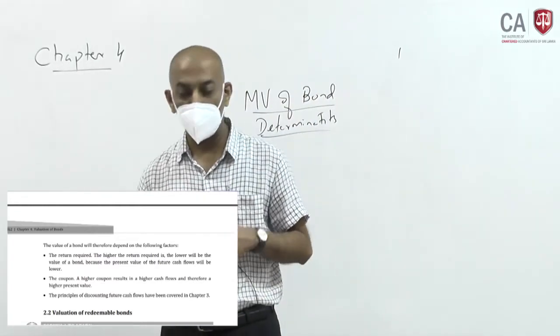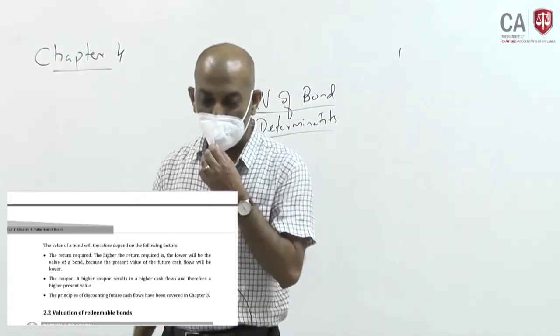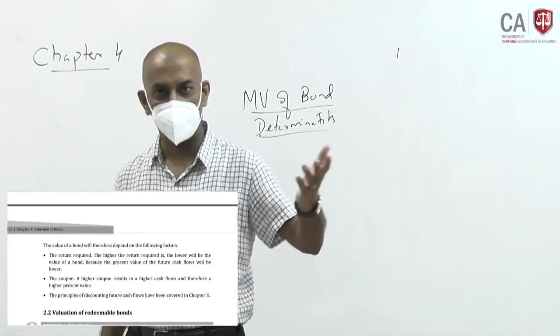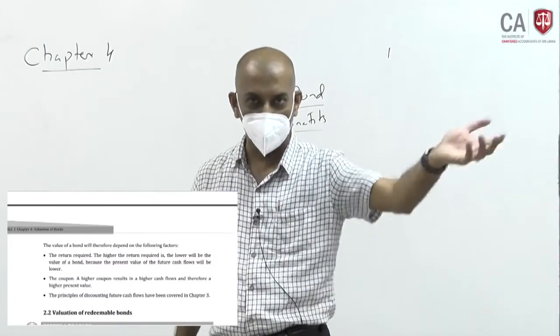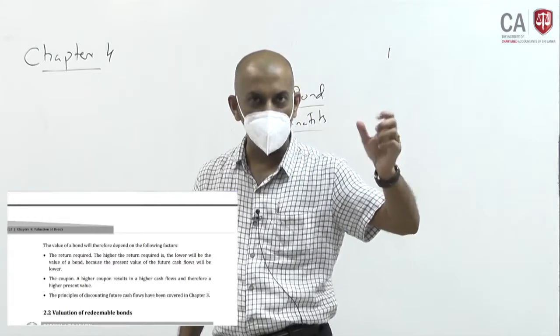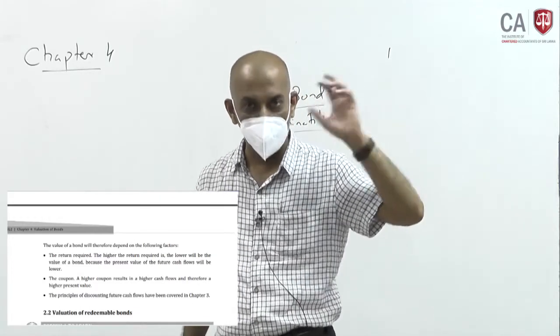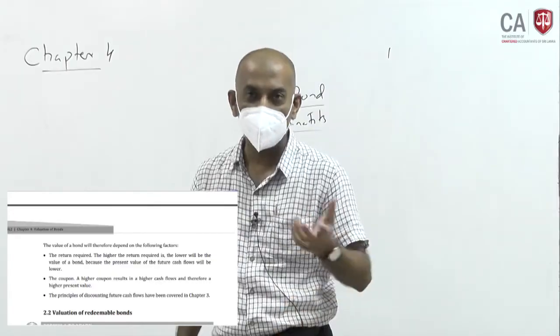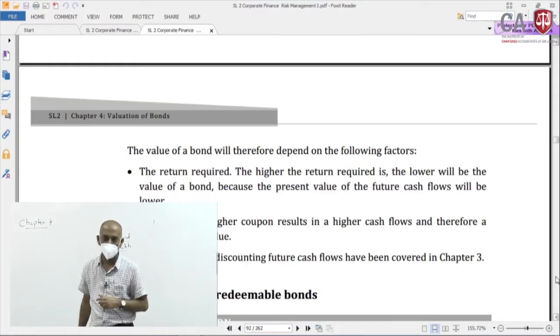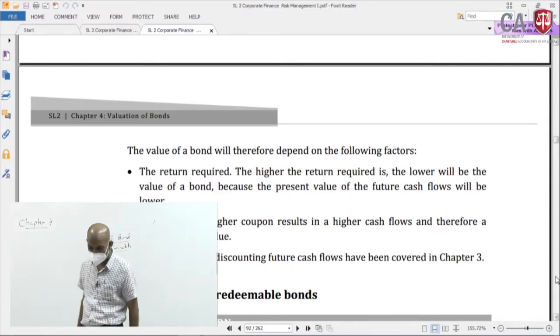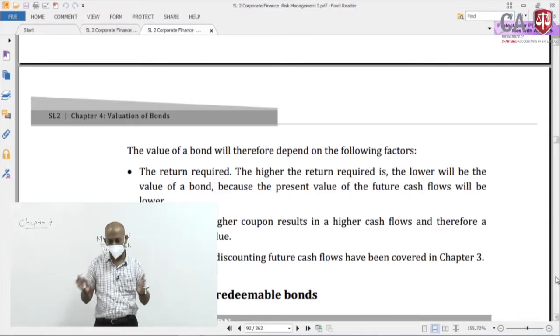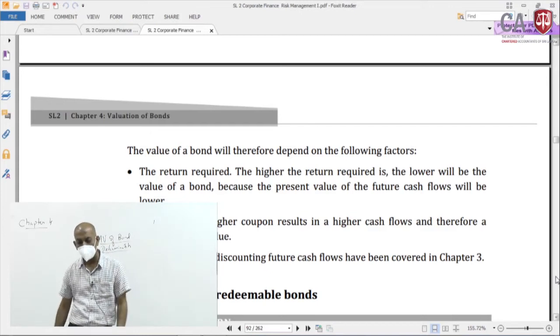Second, the coupon rate. Higher coupon results in higher cash flows and therefore higher present value. That's obvious, right? You have a higher coupon rate, that's your future cash flow. If the higher coupon rate means nominal value, you calculated earlier at 8%. If you say a new bond you are issuing at 10%, the investor will get more cash flow. That means your present value will be more. So higher the coupon rate, generally market value will be higher. We are looking at one factor at a time. So there are 2 points. One is the return requirement, the other one is the coupon cash flows.